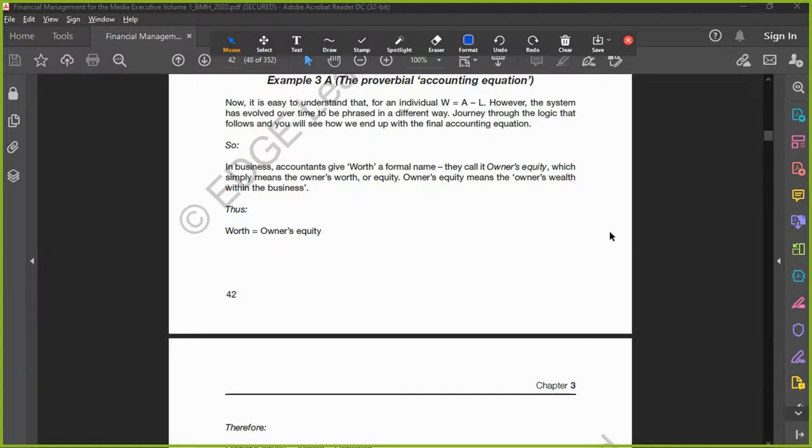Welcome back to part 2 of this week's content. We're looking at chapter 3. We're looking at pages 36 to 49 for week 4.